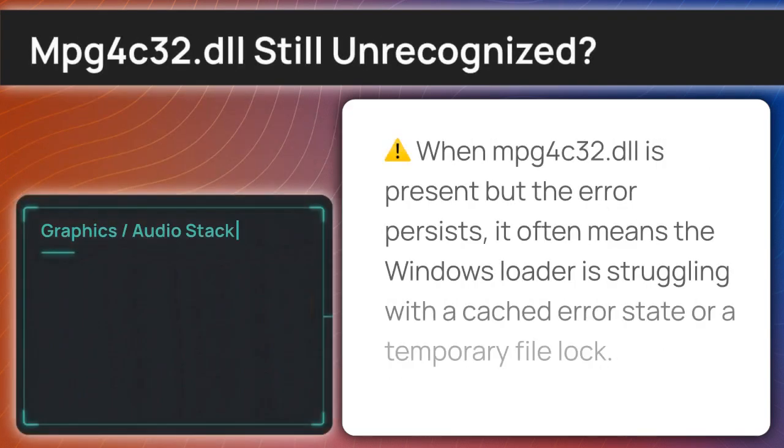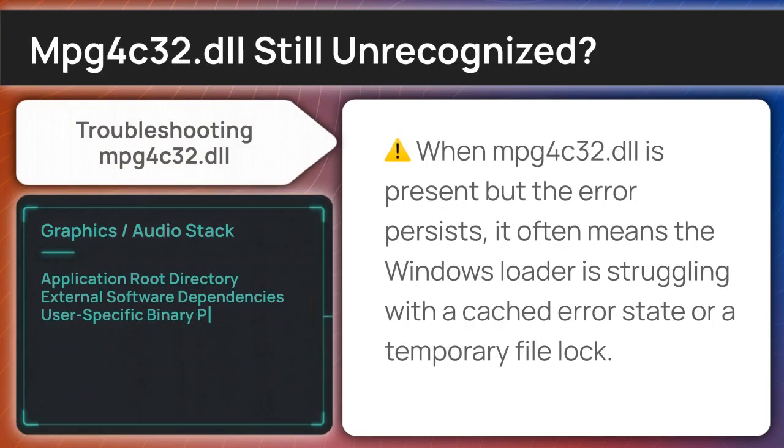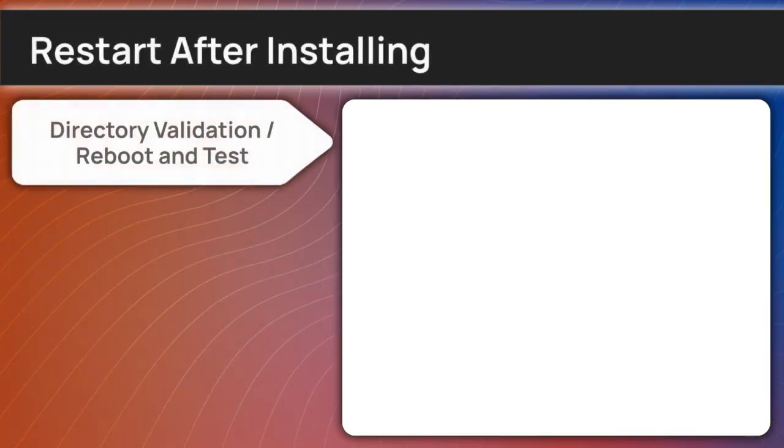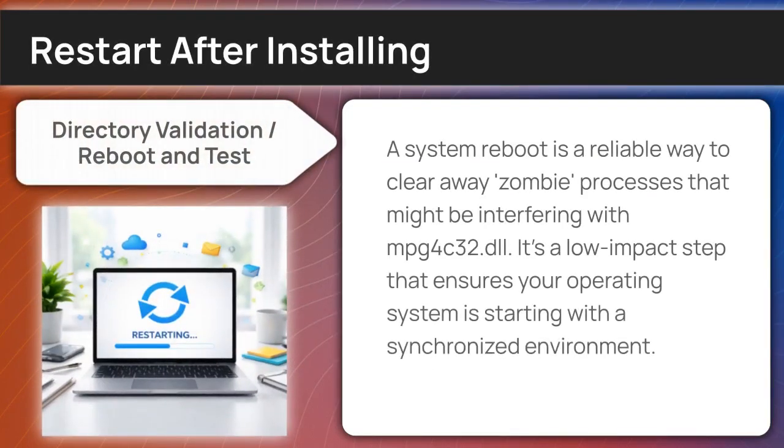If that initial setup didn't clear the pop-up, let's examine the specific initialization sequence assigned to your applications directory. A simple restart can resolve file-in-use errors that mimic a missing mpg4c32 message. It's a low-effort step that ensures your operating system starts with a clean execution stack.